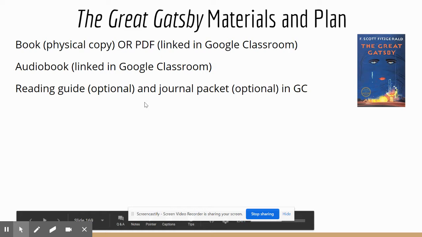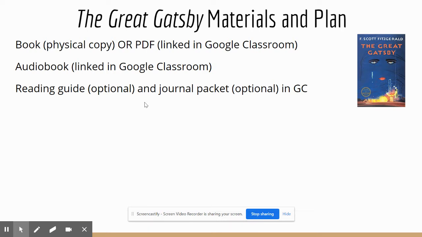I've also linked a reading guide, which is optional, and a journal packet, which is also optional. If you are having trouble understanding or just want something to help guide you, to help you keep up with the reading, to help guide your thinking, both these resources will be extremely valuable. There is a chance I will be assigning various prompts and questions in these packets, but both can be found in the Great Gatsby topic.